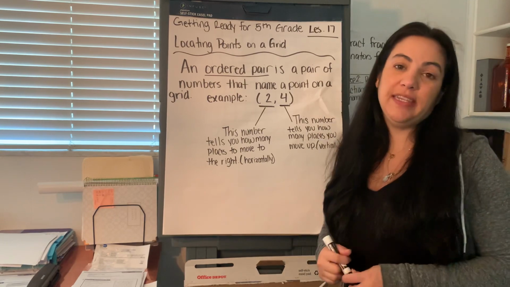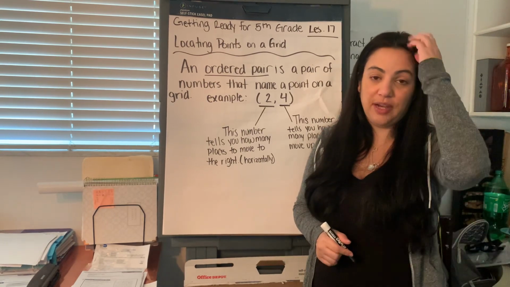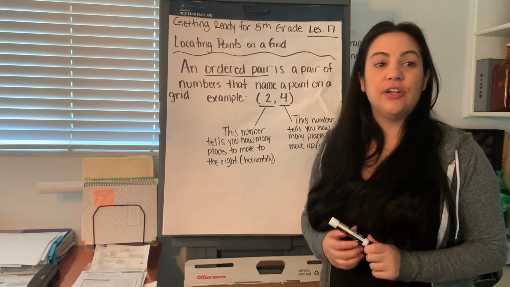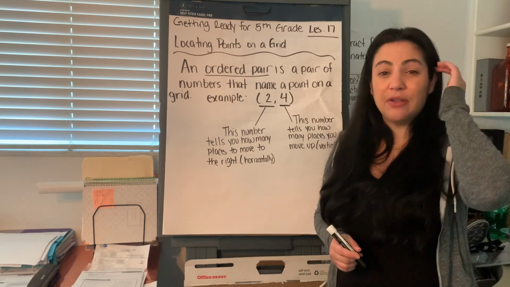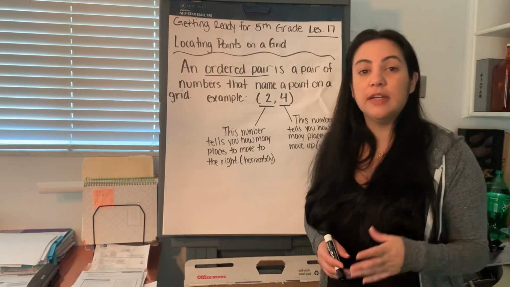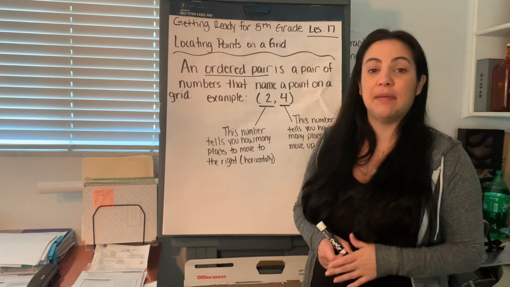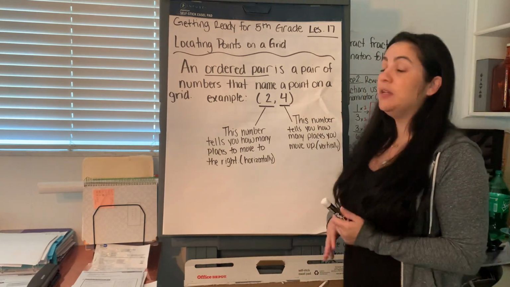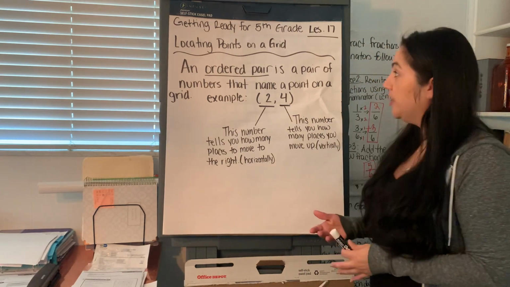Today we're going to be doing lesson 17 of getting ready for 5th grade. The next few lessons are going to be a little more difficult because these are brand new concepts for us. So try to follow along as best as you can, and if you have any questions, please let me know. To begin with, we're going to be talking about locating points on a grid.